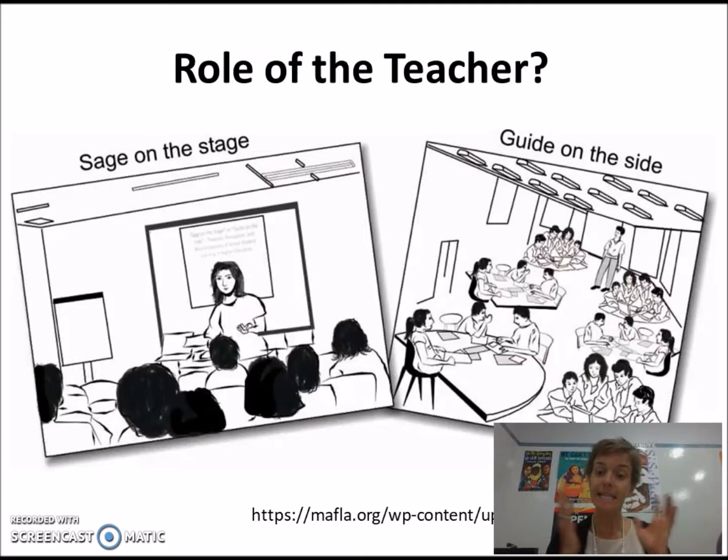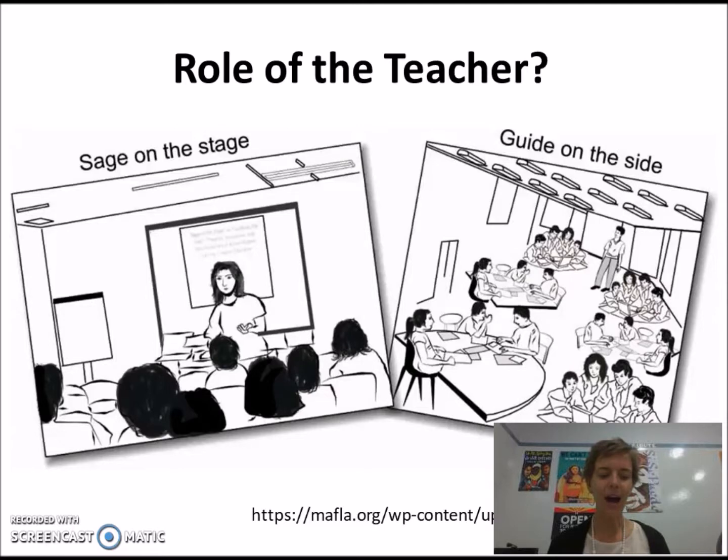So what is the role of a teacher in a student-centered classroom? Well, in a teacher-centered classroom, the teacher is the sage on the stage. If you look at this illustration, the students are watching the teacher who is explaining. In a student-centered classroom, the teacher is the guide on the side. So you can see that the students are working together, collaborating and problem solving, and the teacher is moving around the classroom, supporting students as needed, but not the focus of the classroom activity.